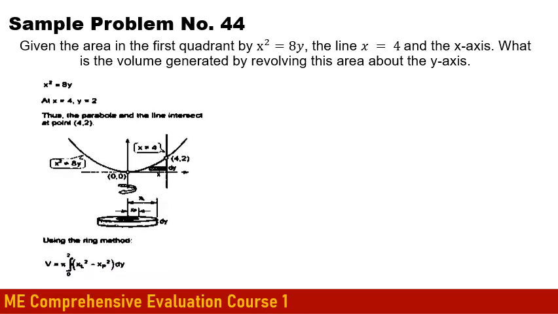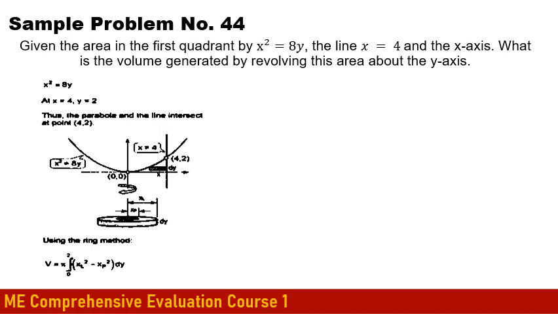We have the parabola and the line x equals 4. And we are looking for the volume that can be generated when we revolve this area about the y-axis. So if we revolve this area, this strip, about the y-axis, we can find that we'll be able to generate a ring. That's why we will use the formula for the ring method.